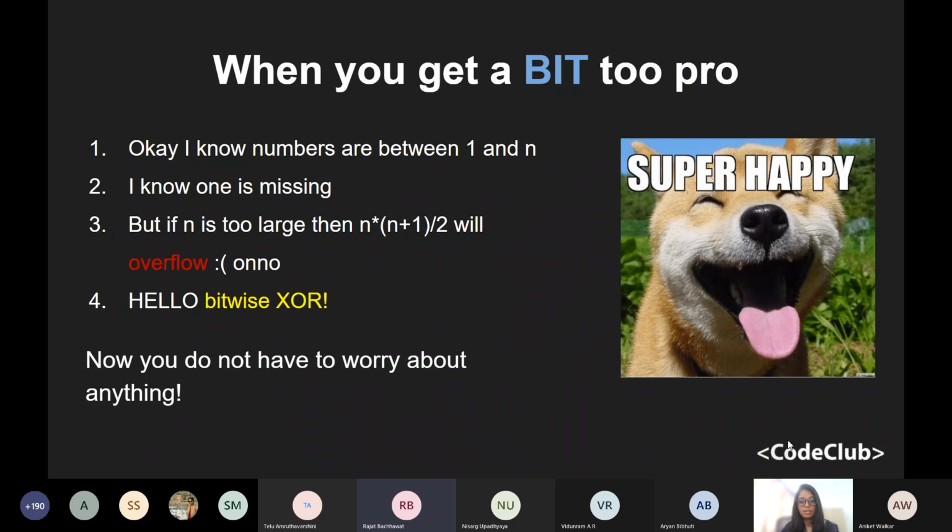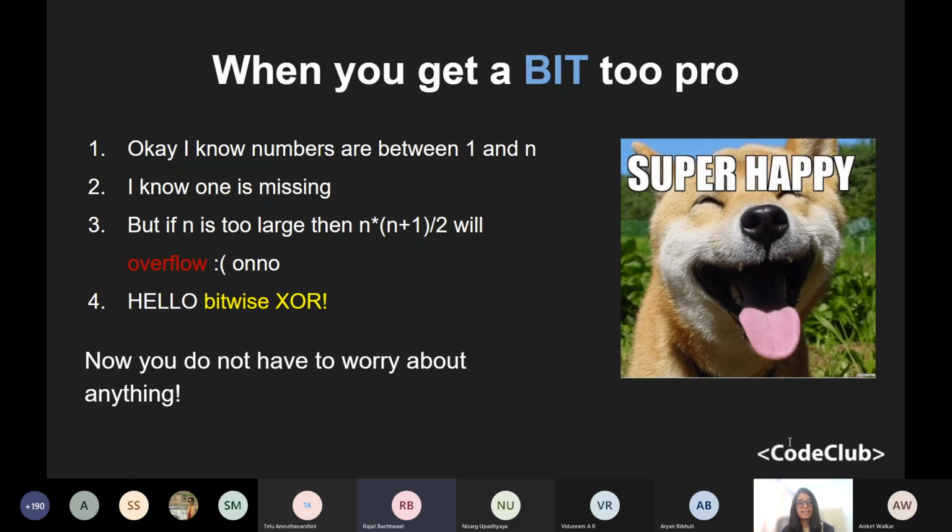A XOR with itself is equal to 0, as I said. So A XOR with A will give 0. If I have something like B XOR A XOR B, then B and B will cancel out because we have two B's in B XOR A XOR B, and we'll be left with A.